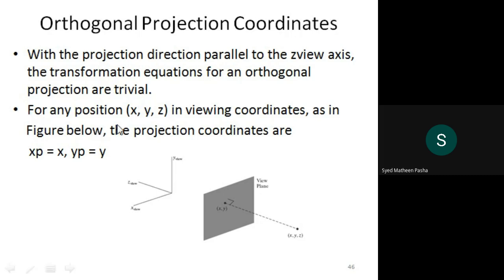Check out the second point. For any position x, y, z in the viewing coordinates, as in the given figure, the projection coordinates are obtained by considering one point P with respect to which you will be displaying the viewing coordinates. So suppose this is a view plane.